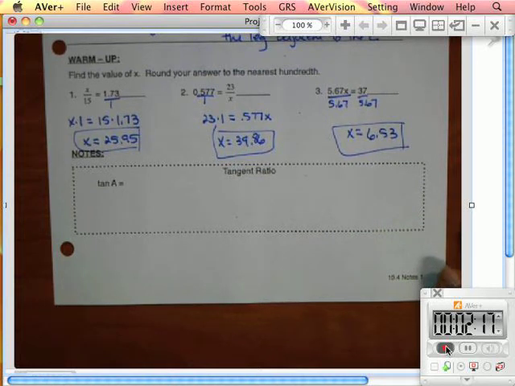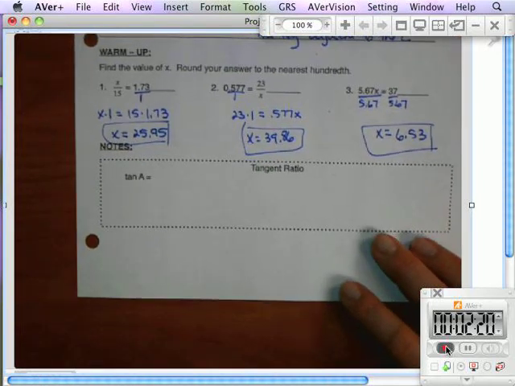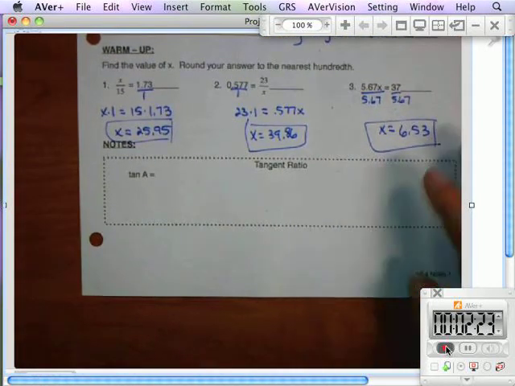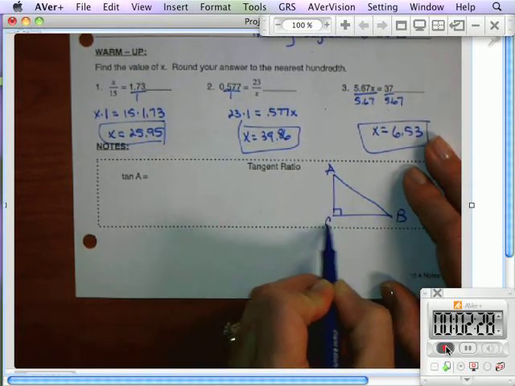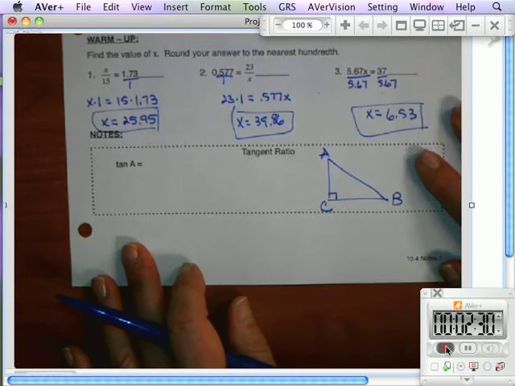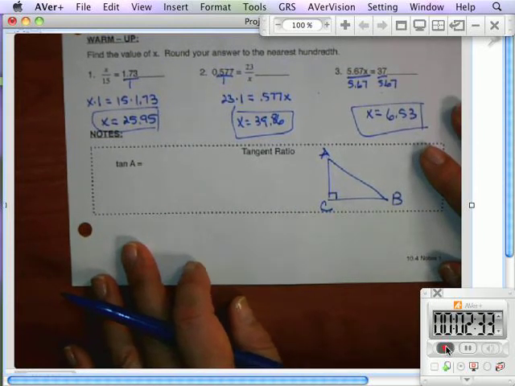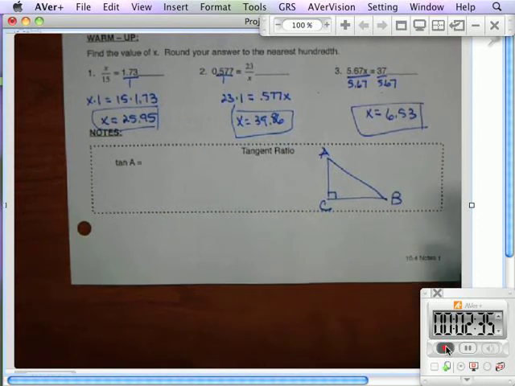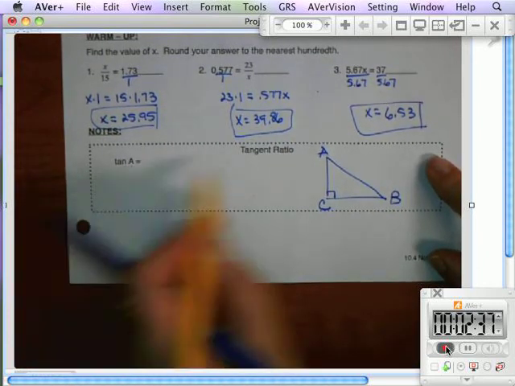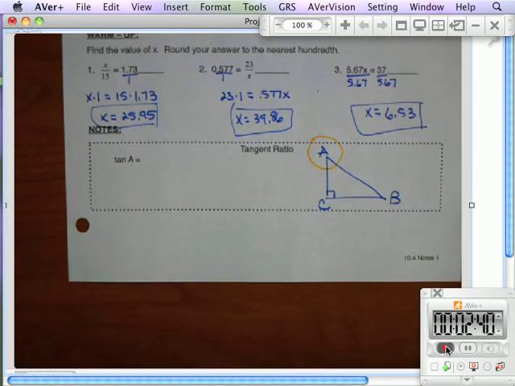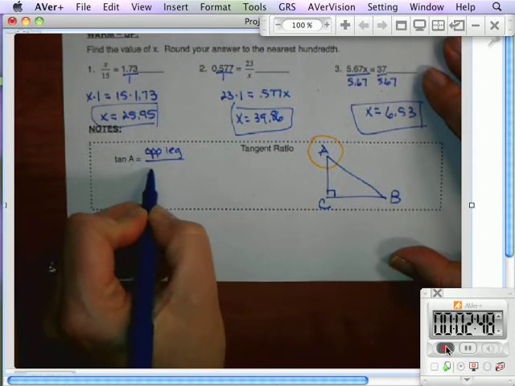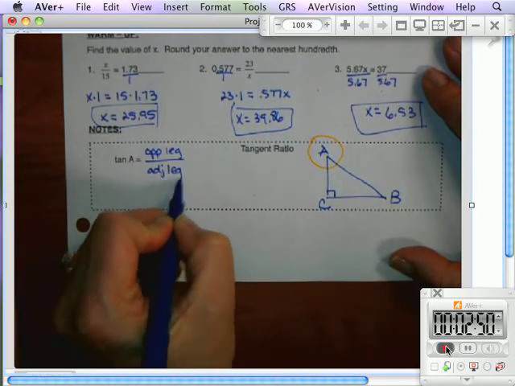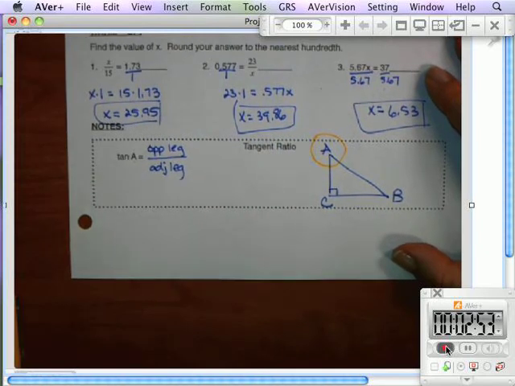Okay. Let's make this a little clearer, this definition. So let's say we have this triangle here. Draw yourself a little triangle. Label it A, B, C. This here says the tangent of A, so I'm working with that angle right there. Tangent of A is equal to the opposite leg over the adjacent leg. Opposite leg over adjacent leg.